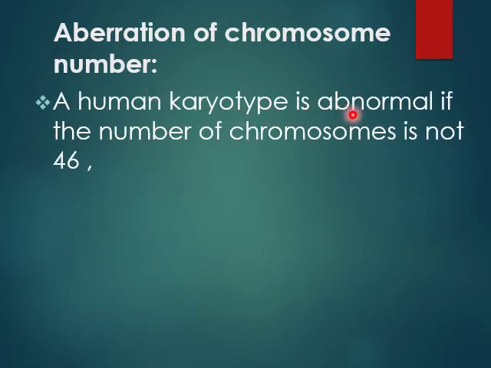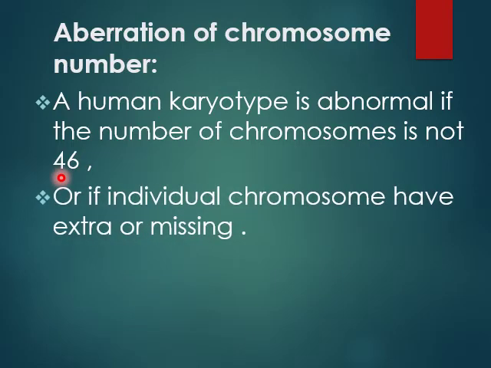A human karyotype is abnormal if the number of chromosomes is not 46, or if individual chromosomes are extra or missing. Abnormal chromosomes account for at least 50% of spontaneous abortions. Therefore, most embryos and fetuses with abnormal chromosomes stop developing before birth.